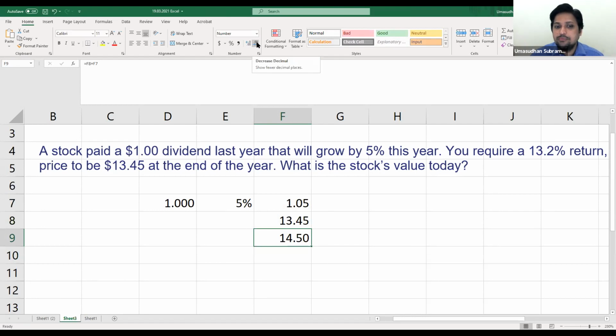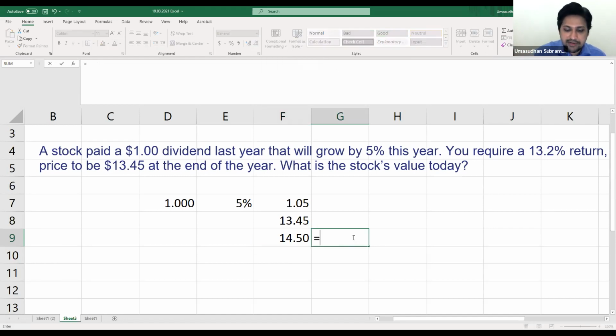When are you going to receive 14.5? Now or after 1 year? At the end of the year, your dividend is going to be paid, and then you're going to sell the shares at the end of the year. So 14.5 is the future cash flow, but this is not the value of the company because it is not the present value. So we need to arrive at the present value. How do you calculate the present value? You take the value divided by 1 plus the discount rate. What is the discount rate? 13.2, to the power of what? To the power of 1.